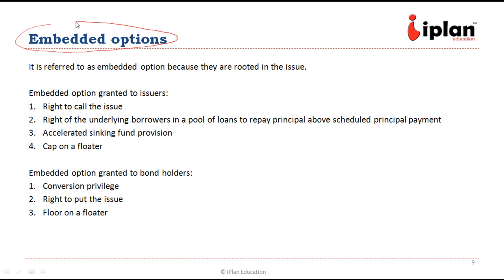which is embedded options. As we have seen, there could be a call option embedded in the bond. Similarly, there could be some other options which are there in the bond document. They are embedded inside the bond. For example, as we have already seen, the right to call the issue and pay back the money to the investors. This could be one option which is embedded in the bond. So this is the option which is granted to the issuer and not to the investor or bondholder.